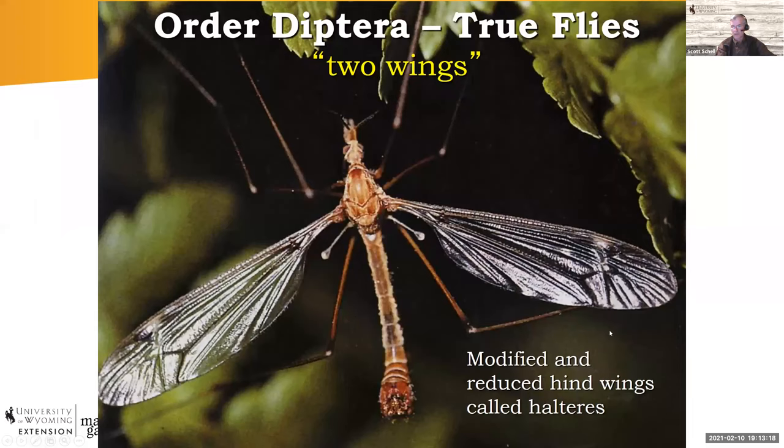The order Diptera, these are the di is two and ptera is wings, and that refers to them having two functional front wings, and then their hind wings have been modified into these structures called halteres. So again, the order Diptera, lots of them, and a very important order. Many of them are pest flies, and of course the mosquitoes belong to this order.